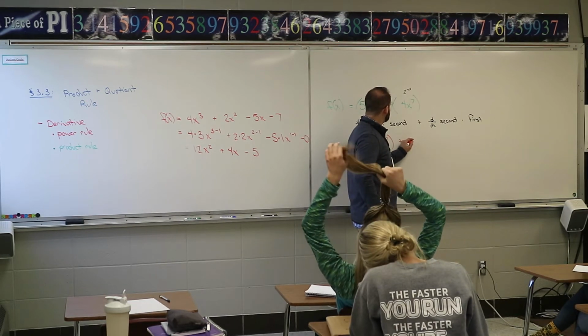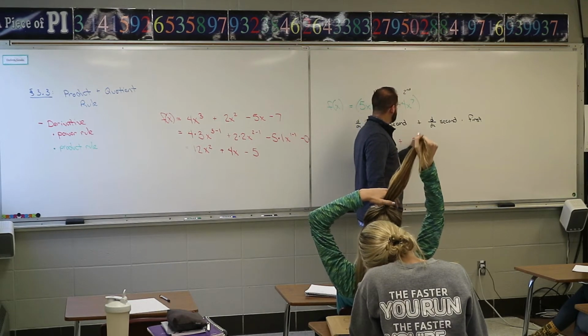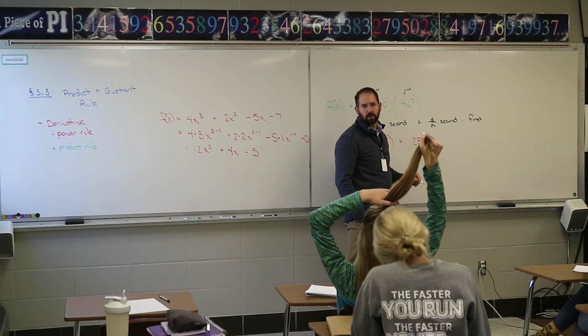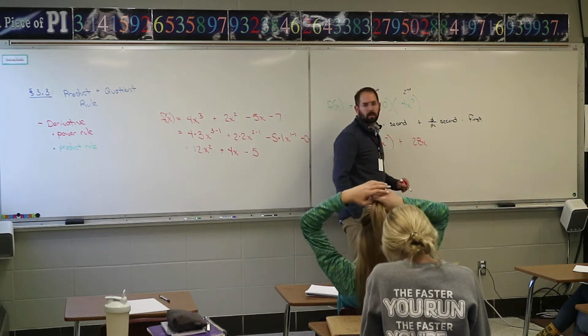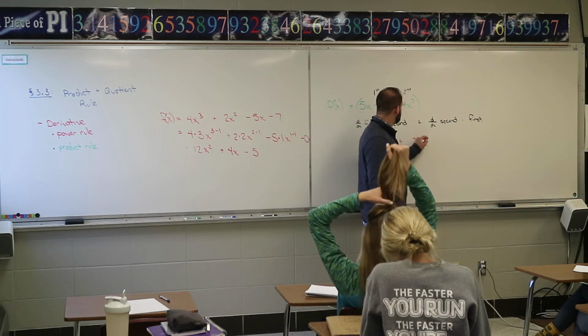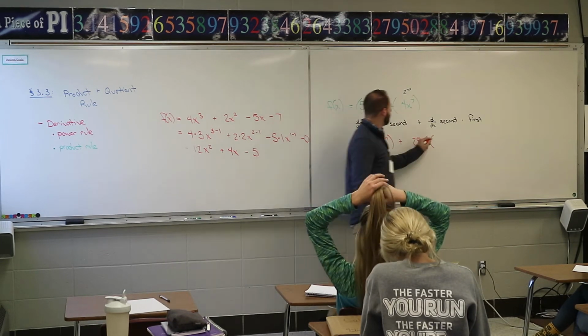4 times 7 is 28. Did I do that math right? You said 28. Okay, yeah, 28 times x to the 6, times 5x plus 10. 5x plus 10. Alright, good.